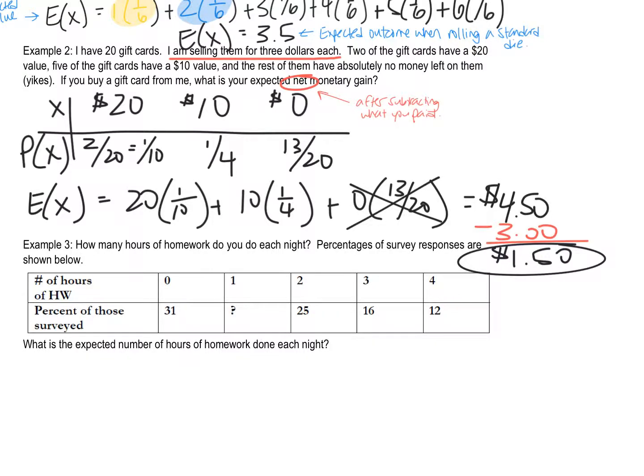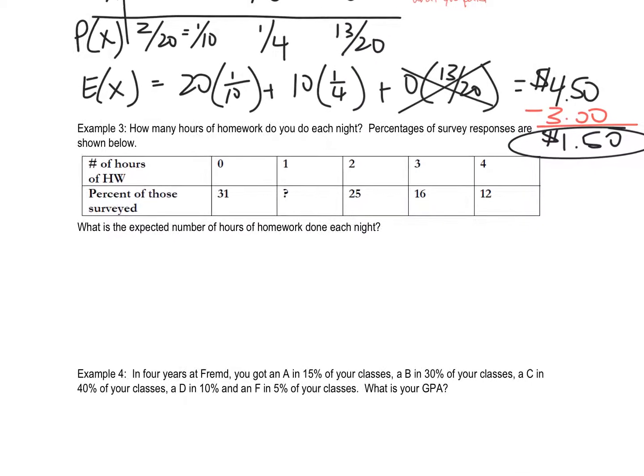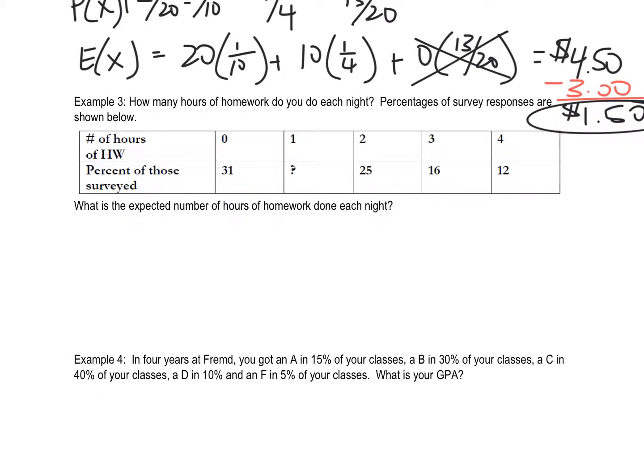Here's a pretty simple problem, number 3. How many hours of homework are done each night? Percentages of survey responses shown below. So all the X values are all the different responses that people said each night spending time on homework: 0, 1, 2, 3, and 4. And so I guess the least amount of time spent on homework is 0, because some people don't do homework at all. And the most amount of time in this survey is 4. So 4 hours of homework each night.